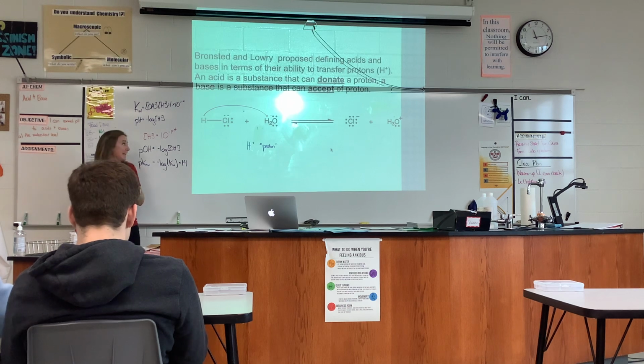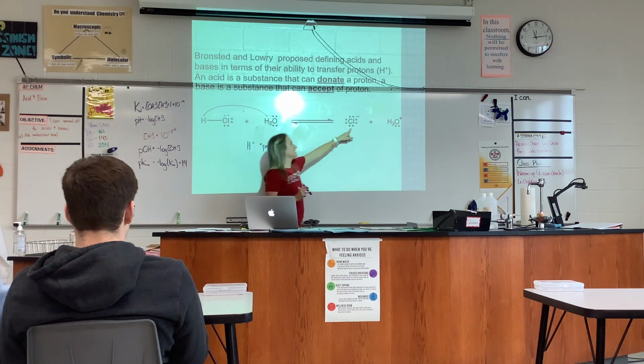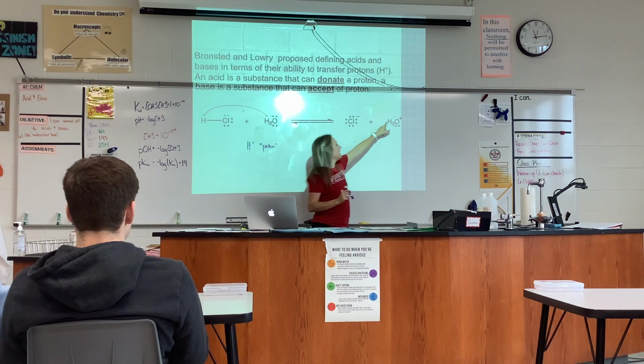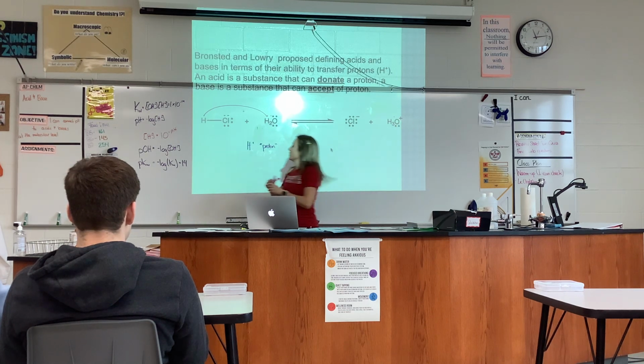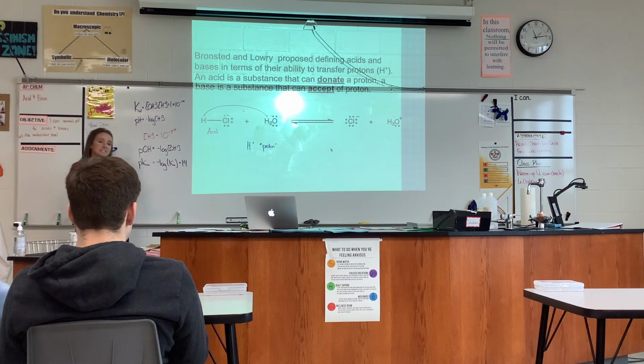Notice that it's only the H. The electron stays behind, which is why it's Cl negative and H3O positive. So we would identify that HCl is an acid because it's donating its H. The only thing that makes it an acid is the fact that when reacting with water, it makes H3O.